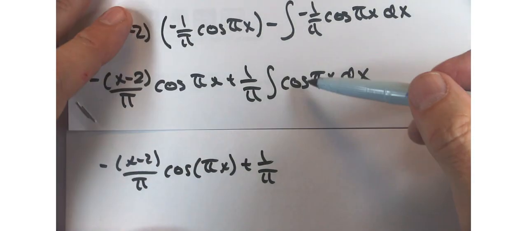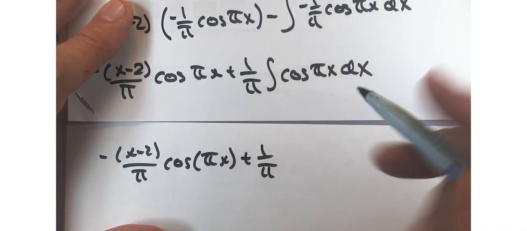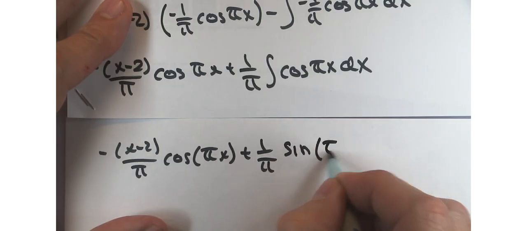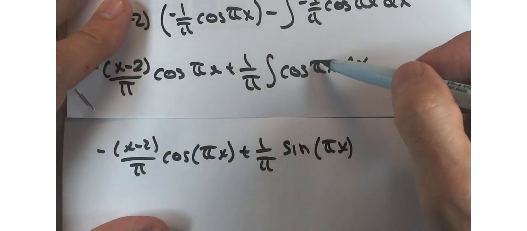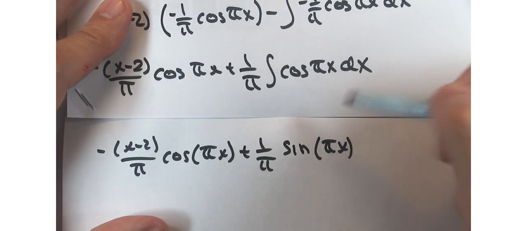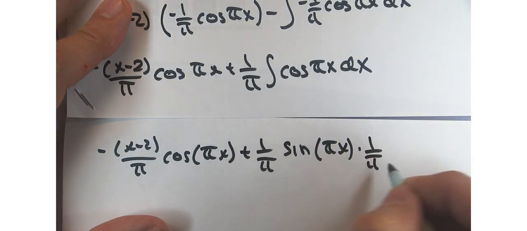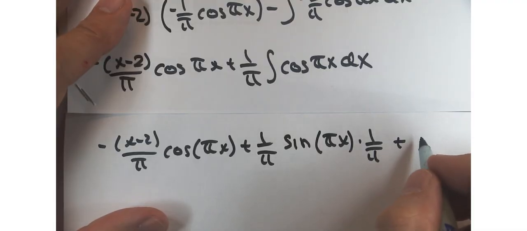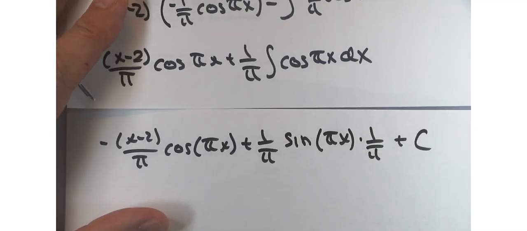The antiderivative of cosine is what? Sine. So it's going to be sine of pi x. And instead of multiplying by pi, if we were differentiating, you're going to divide by pi or multiply by 1 over pi. Now the one last thing we need is constant. Need that constant of integration.